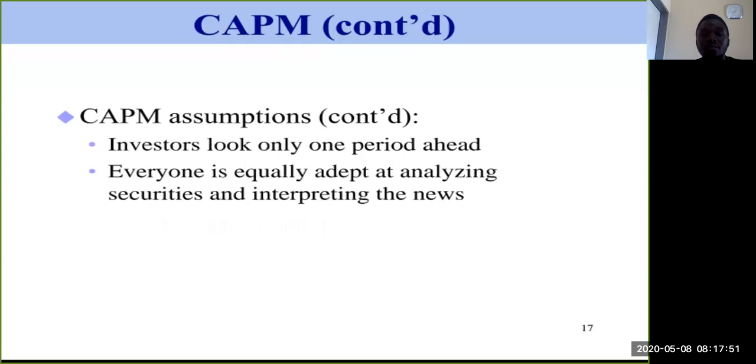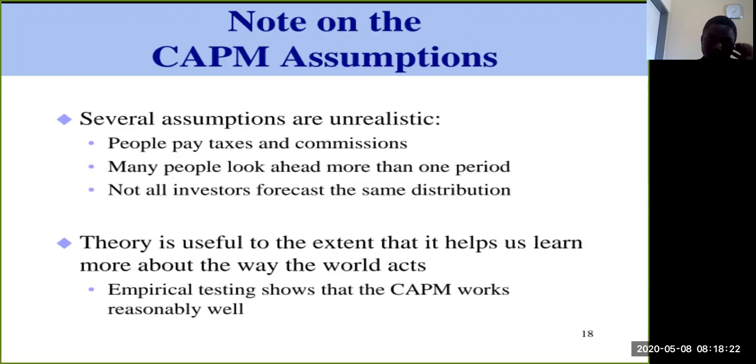Investors look only one period ahead. Everyone is equally adept in analyzing securities and in interpreting the news. So in as much as you are making investments, you need information. You need to know what's going on, and in doing so, you'll be able to make the right decision about the investments that you want to implement. So these are some notes on the capital asset pricing model assumptions.